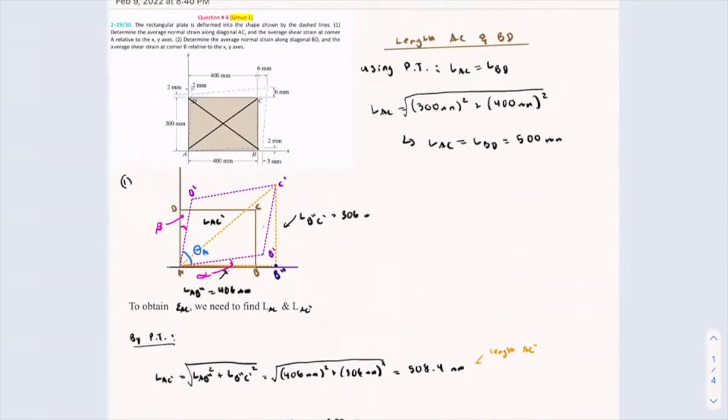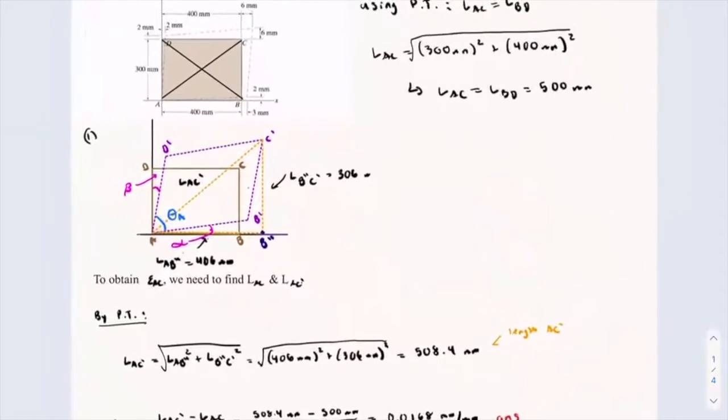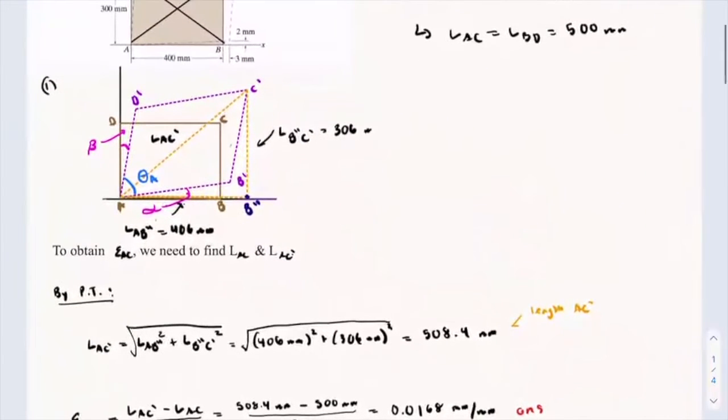Now, finally, to end this, we need to use the values that we just calculated for the normal strain. So we get the values of 508.4 millimeters and 500 millimeters, and we use the equation: the strain is equal to the prime value that we just calculated minus the initial diagonal that we calculated, divided by the initial diagonal. So we do 508.4 millimeters minus 500 millimeters over 500 millimeters to get the final value of 0.0168 millimeters per millimeter.